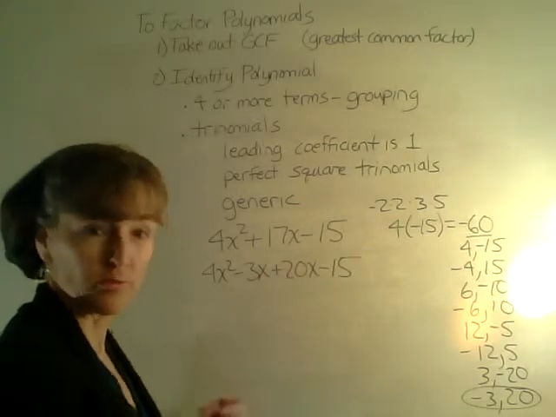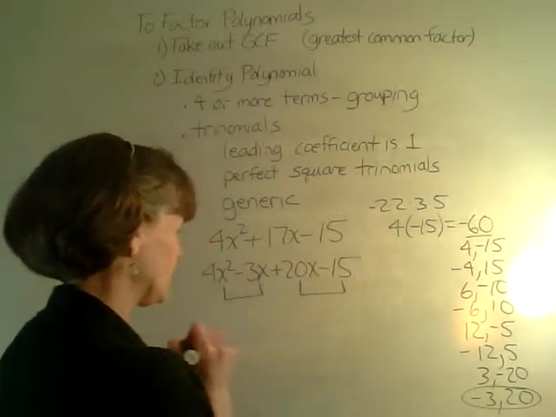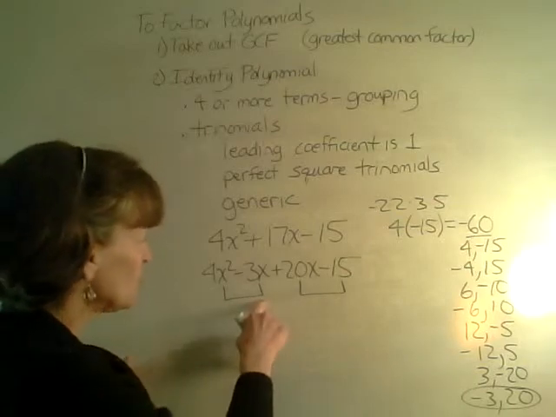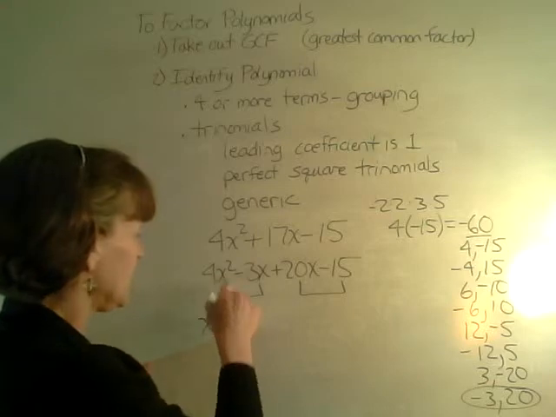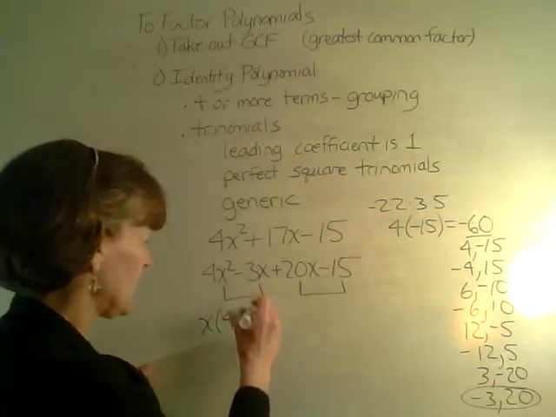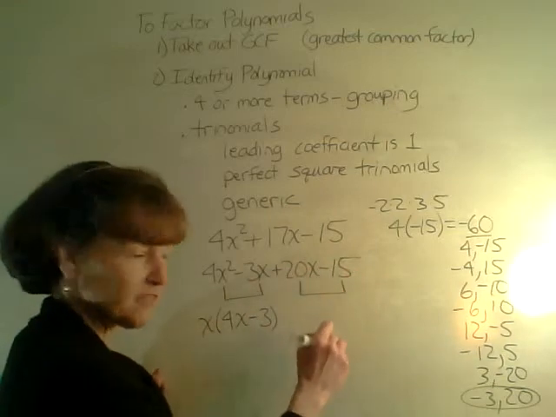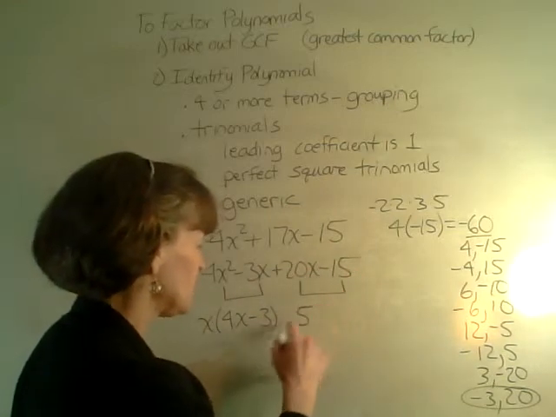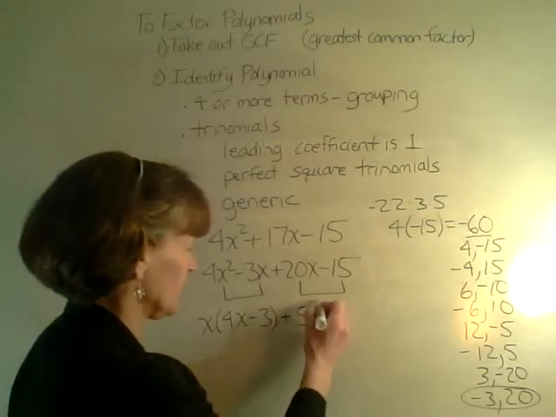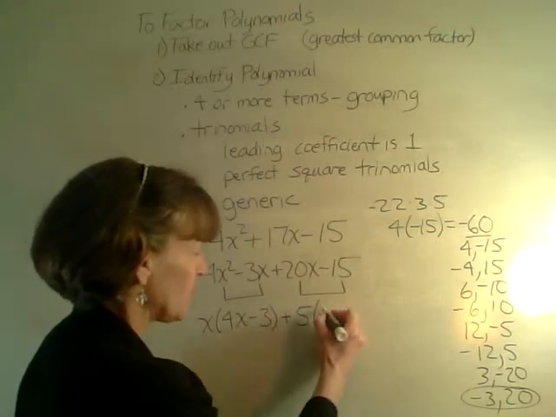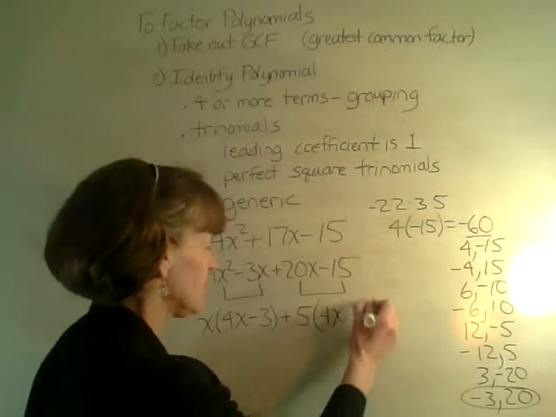Now I can factor by grouping. So I'm going to group these first 2 and the last 2 together. When I group the first 2 together, I notice they both have an x in common, so I take my x out, and here I have 4x left, and here I have minus 3 left. The second 2 have a 5 in common. Now remember, I have to take either a plus 5 or a minus 5 out. I'm going to take a plus 5 out. And so 20x divided by plus 5 is 4x, and negative 15 divided by 5 is negative 3.